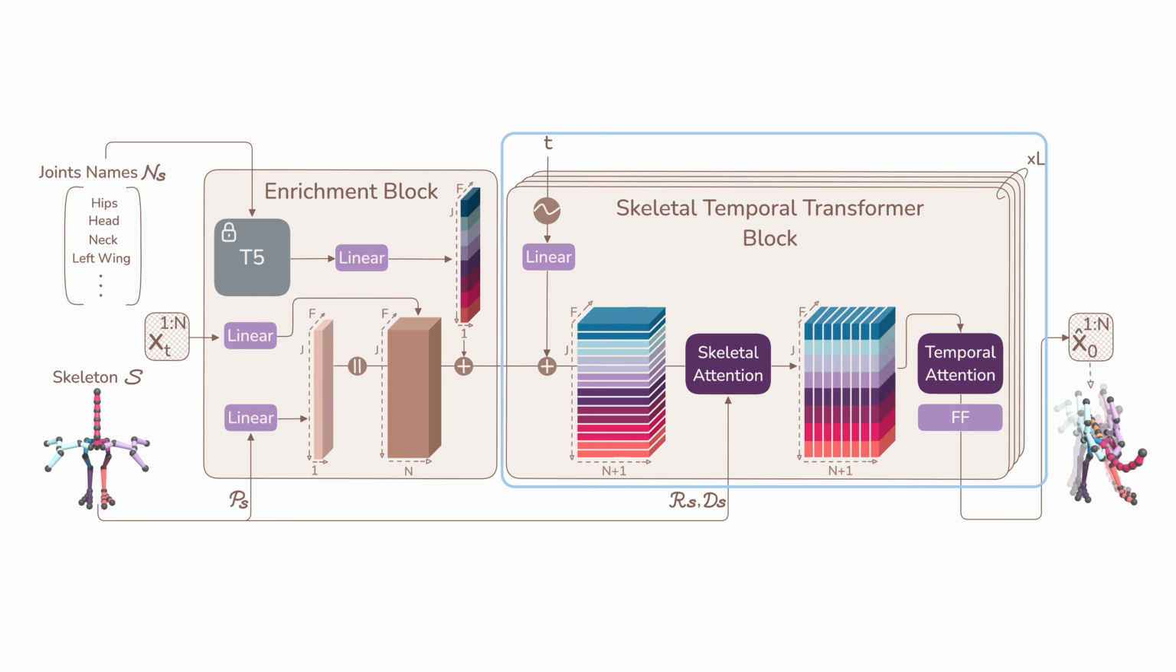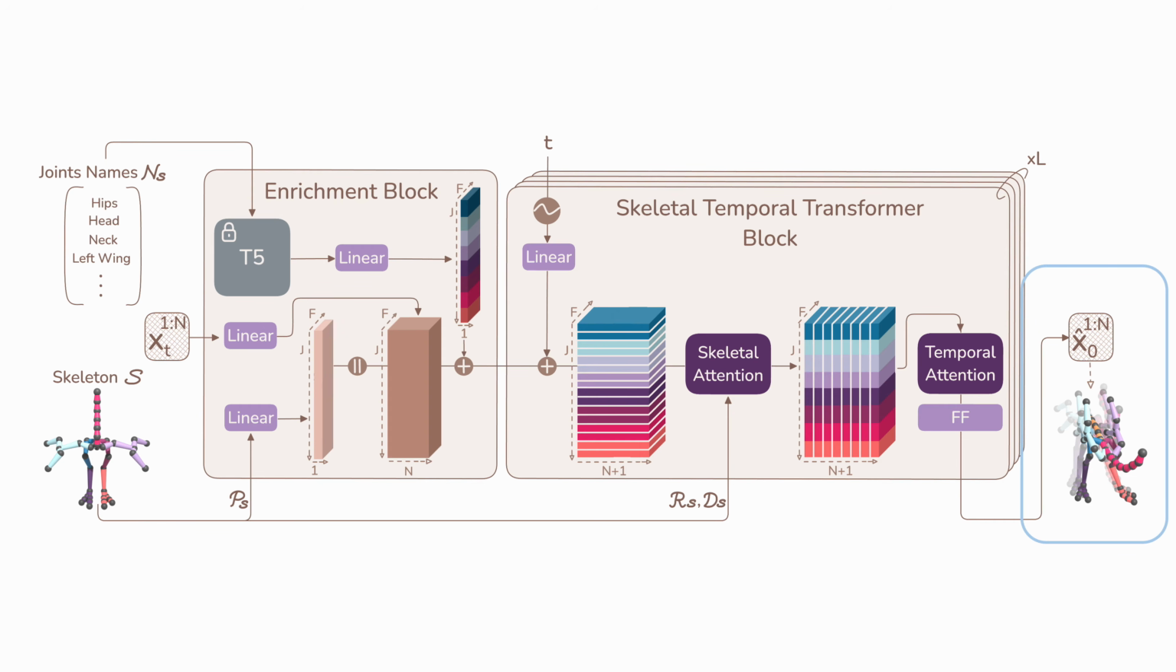The diffusion iterations are then processed by the skeletal temporal transformer encoder, applying attention on both the skeletal and temporal axes. In addition, skeletal attention is enriched with topological conditions, such as joint distances and adjacency relationships. Finally, the output is projected back to the motion representation dimensions and reconstructed into a motion sequence.